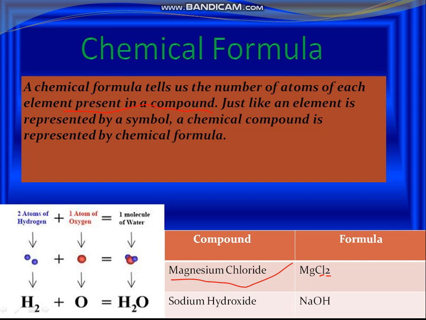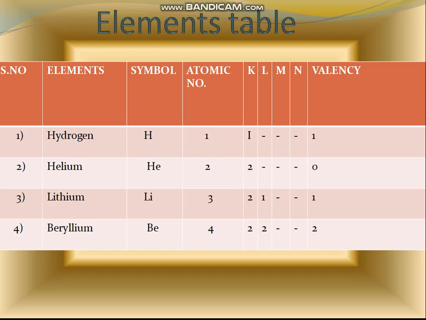Just like an element is represented by a symbol, a chemical compound is represented by a chemical formula. I have taken one more example here, sodium hydroxide. So the formula of sodium hydroxide is NaOH. Okay. So next comes the elements table.